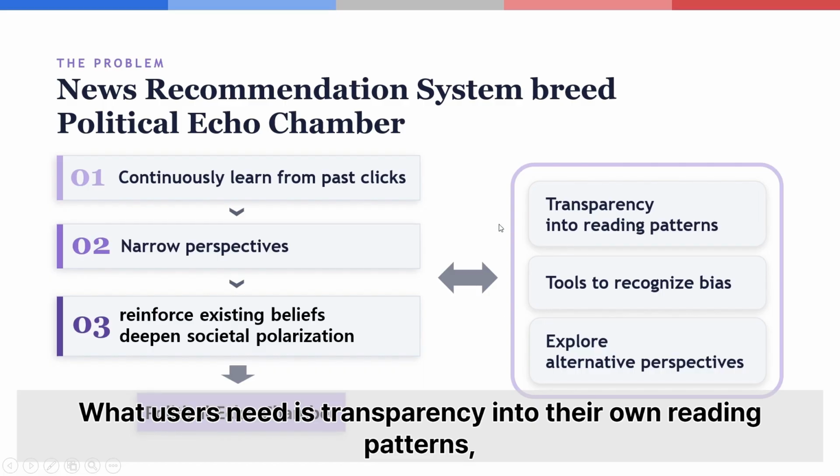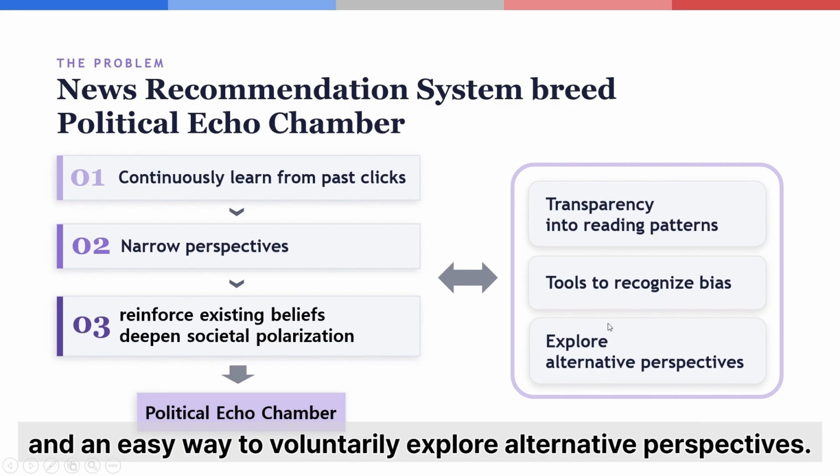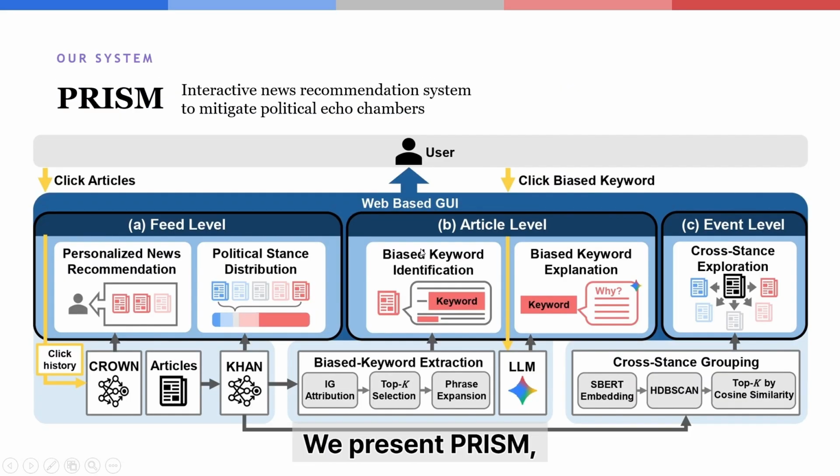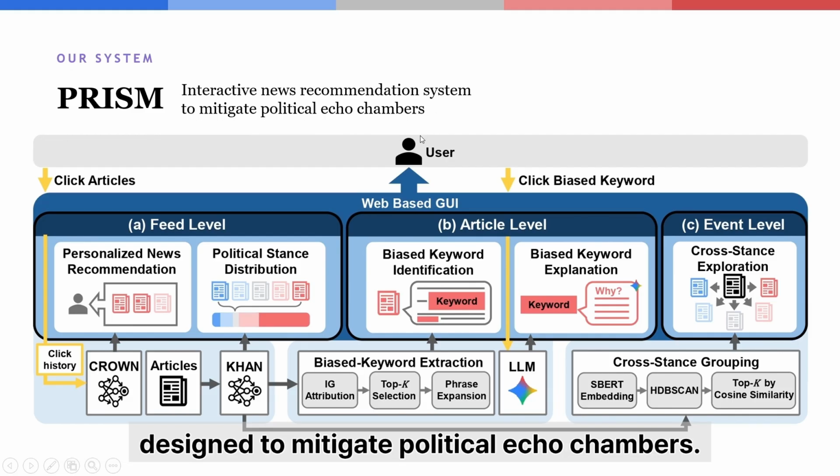What users need is transparency into their own reading patterns, tools to recognize bias in individual articles, and an easy way to voluntarily explore alternative perspectives. We present Prism, an interactive web-based news recommendation system designed to mitigate political echo chambers.